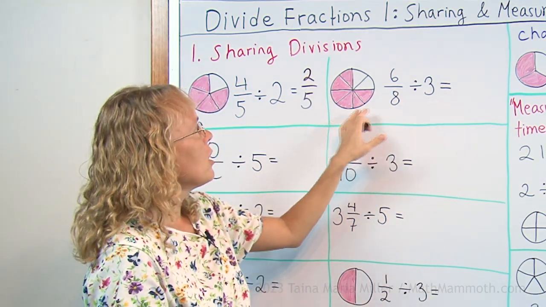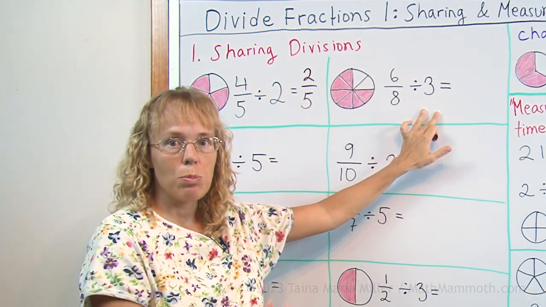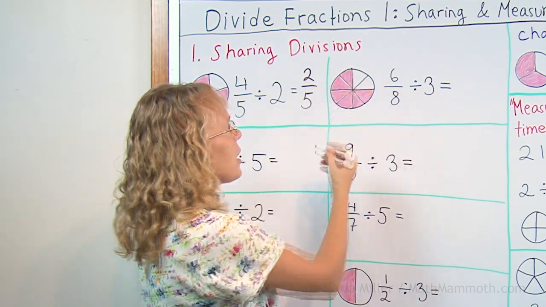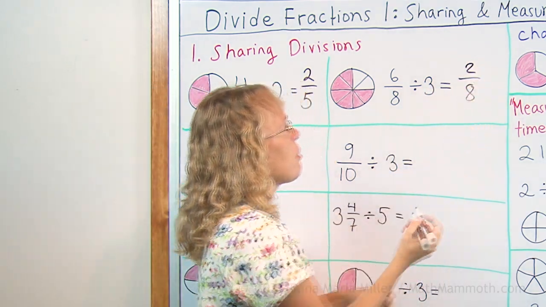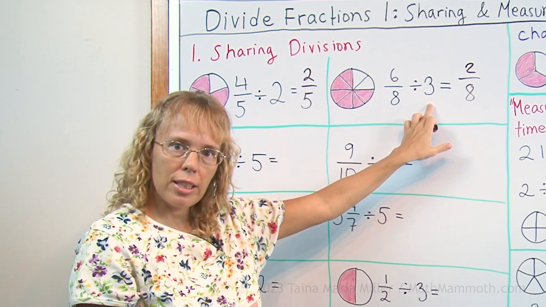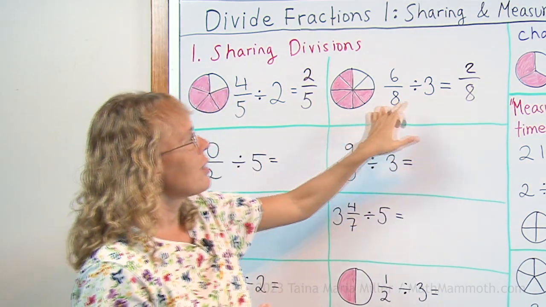Another example, 6/8 divided by 3. And there's a picture. We have this much pizza left and 3 people are sharing it. How much does each person get? Each person gets 2/8, 2 slices, of course. Again, you can check it by multiplying. 2/8 times 3 equals this. Yes, it does. You just go backwards this way and multiply.